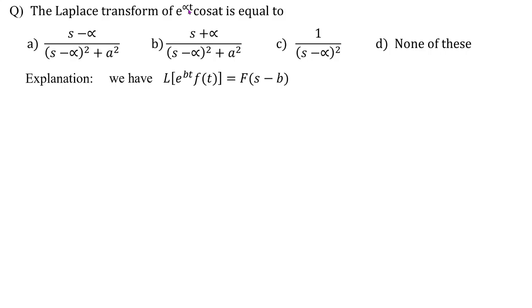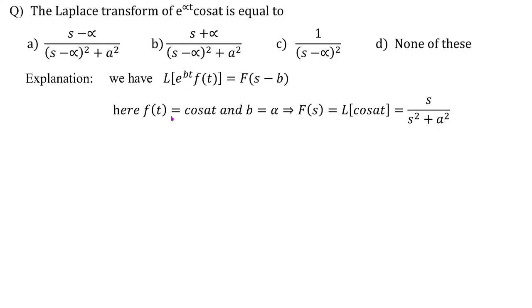So here we will first identify b. What is b? b is nothing but alpha, and f of t is cos at. So we will quickly find the Laplace transform of f of t, that is cos at. According to the formula, it is s upon s square plus a square, and b is alpha. As soon as we get f of s, everywhere replace s by s minus b. So what will it be? s minus alpha upon s minus alpha whole square plus a square. So in this way again we are getting the correct choice, option A.